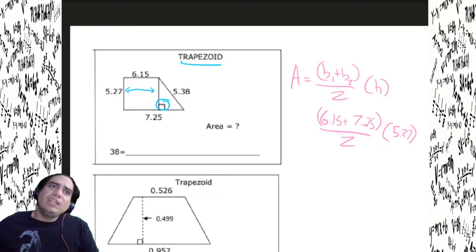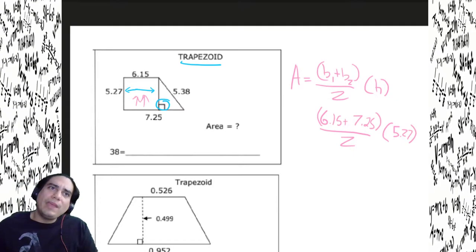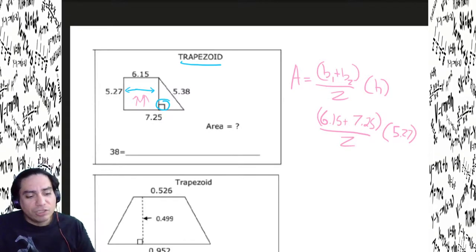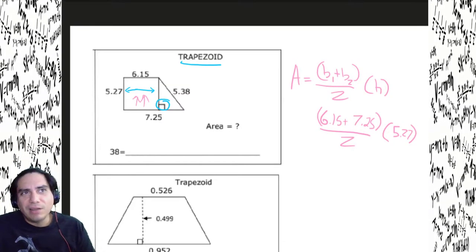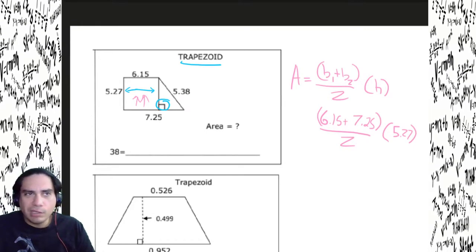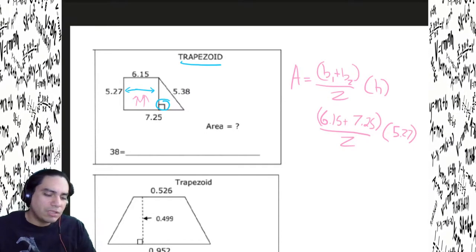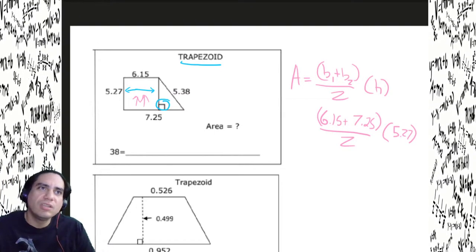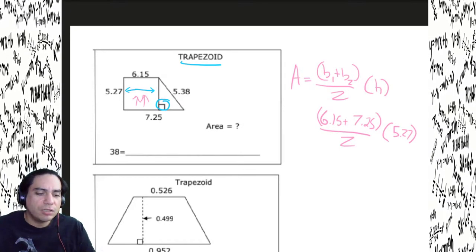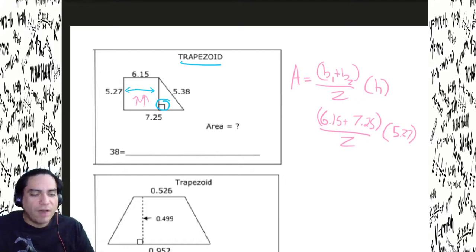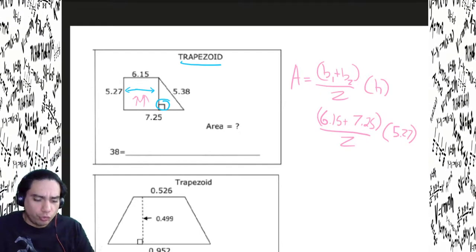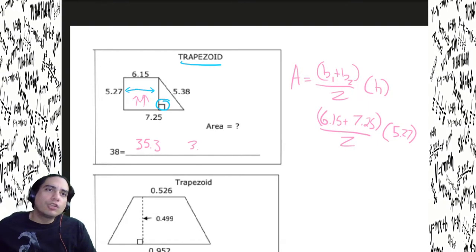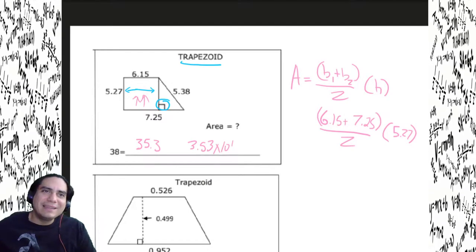Now, if you didn't see this right here, you may overthink this problem. You may start doing some Pythagorean theorem here. And Pythagorean theorem could still get us what we want, but in all honesty, we don't need to do all that stuff, because it's about the conservation of length. Conservation of this distance. I think we got ourselves a good answer here. So anyways, we add those up, divide, and then multiply by 5.27, boom, boom, call it a day: 35.3, or 3.53 times 10 to the first.